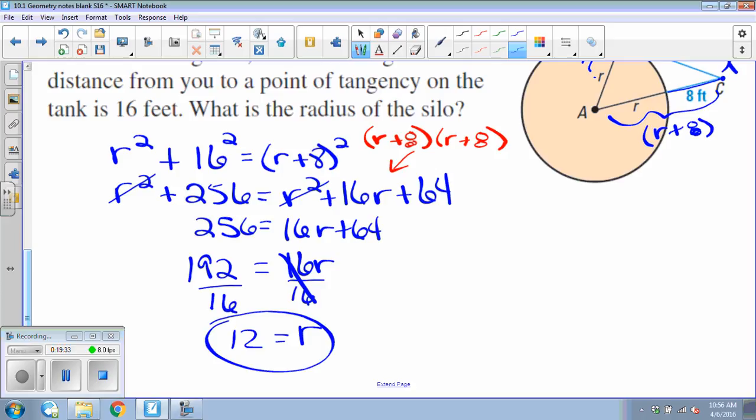So a lot of these problems, you'll be using Pythagorean theorem if you need to find a missing piece of that right triangle. Okay, so if they tell you that line is tangent, then that means it forms a right angle. All right?